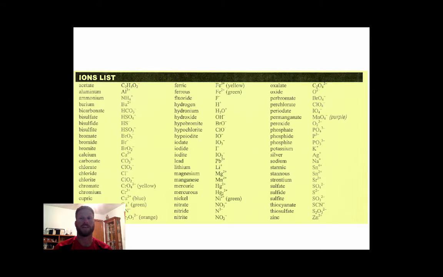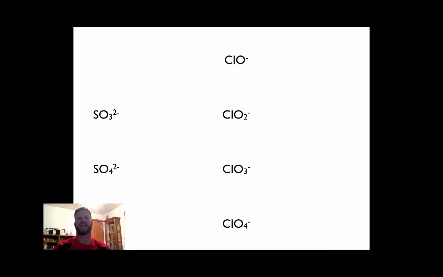Some of these ions are easy. The difficult ones contain oxygen. These ions are referred to as oxyanions. An atom could form anywhere from 1 to 4 different oxygen-containing ions. Take the oxyanions of sulfur and chlorine, for example. Sulfur forms 2 oxyanions, SO4 2- and SO3 2-.